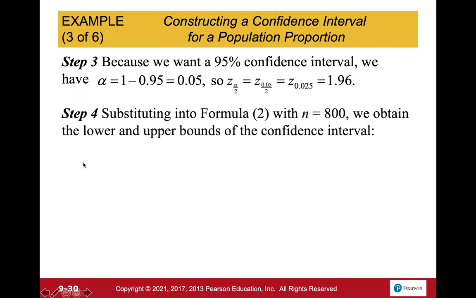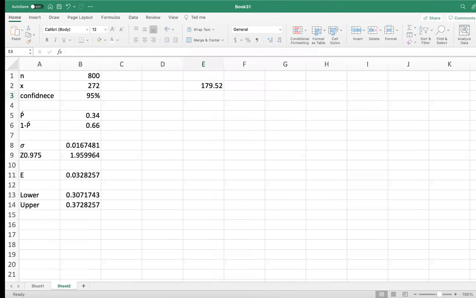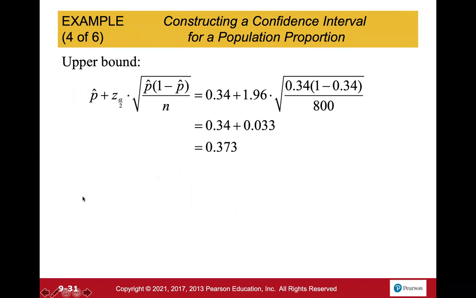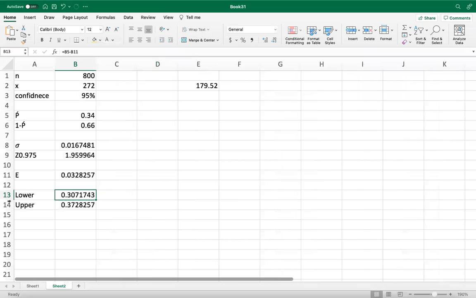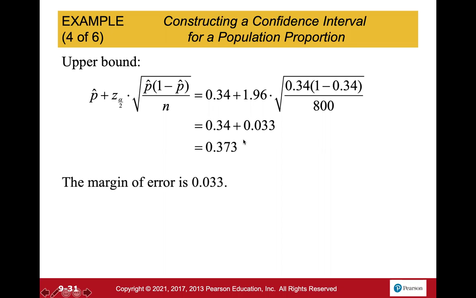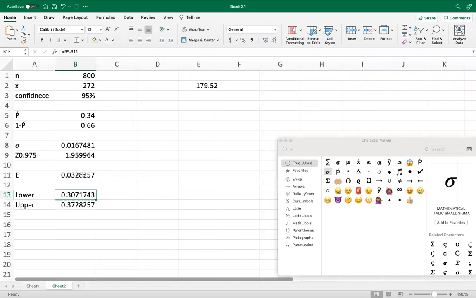So substituting into formula 2 with n equaling 800, we obtain a lower and upper bound of the confidence interval. So the lower bound ends up being this value here because we subtracted our margin of error, and 0.307 is what we got here. Cool. And what about our upper bound? We added our margin of error, and we got 0.373 over here as well. And here the margin of error was 0.33.